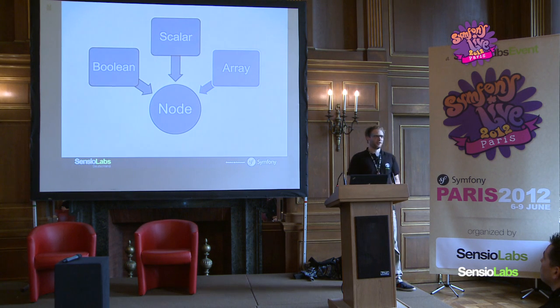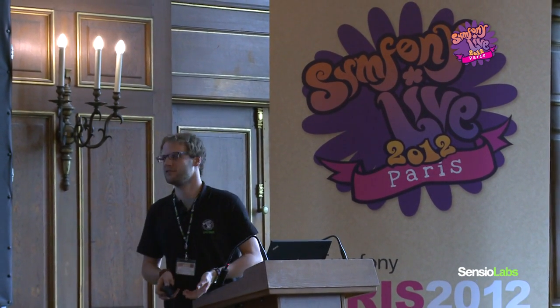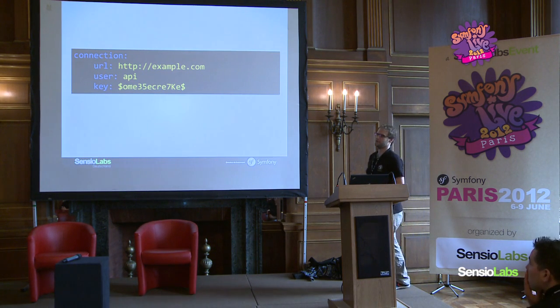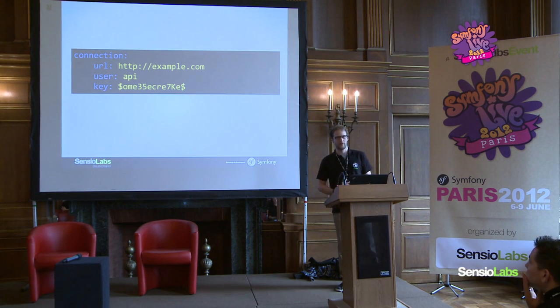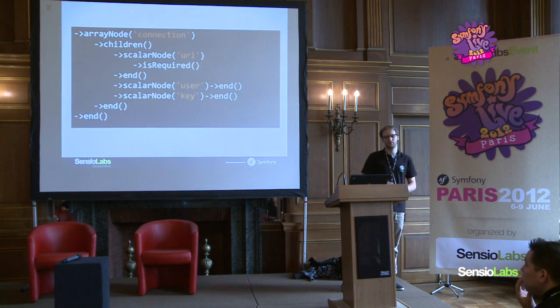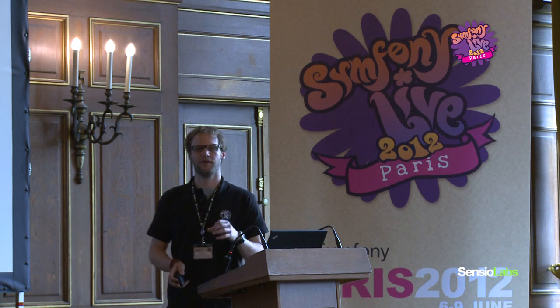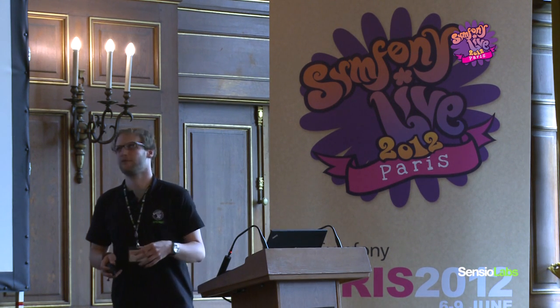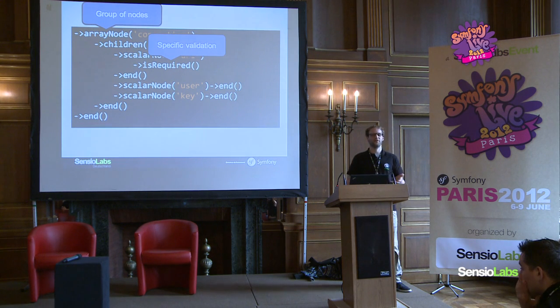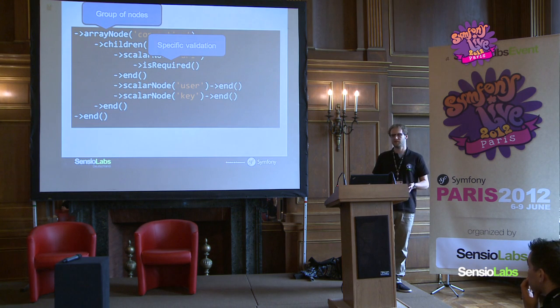The third type is array nodes. Array nodes are a bit special, and you're going to need array nodes for things like connections. If you have a web service, you need these options, and you need these options grouped. And the config component brings array nodes for this, and it's a bit different to work with them, but I think it's pretty straightforward. You have these array nodes you can define, so you can define the group of nodes, and later to this, you can do the specific node definition you need.